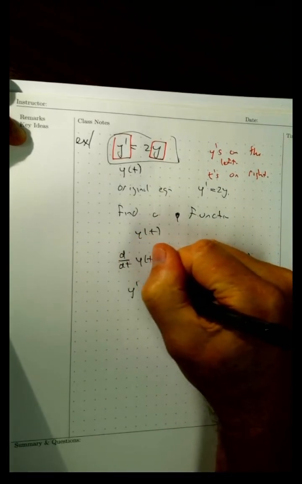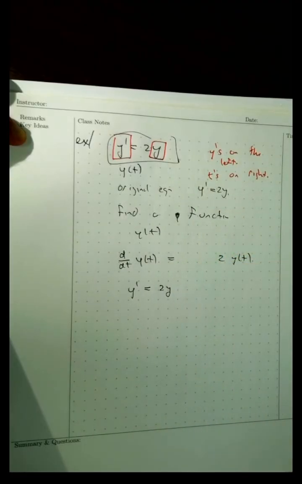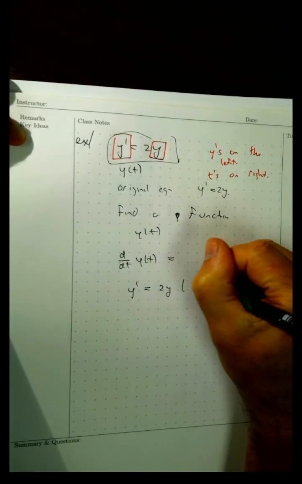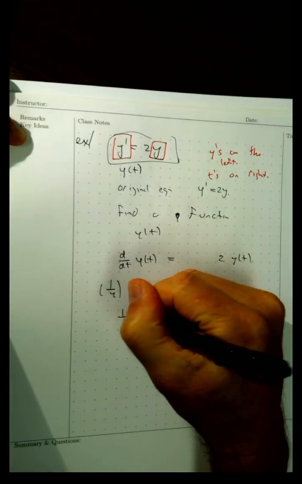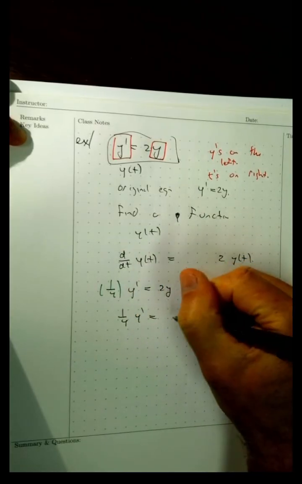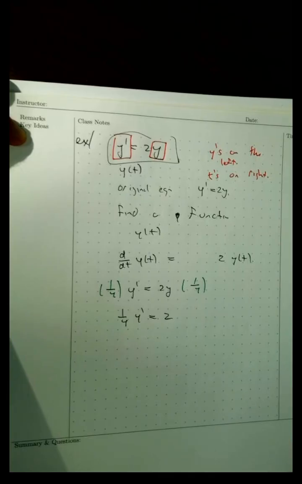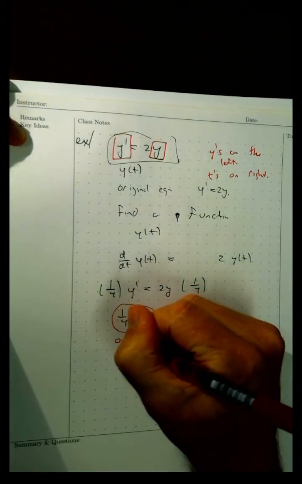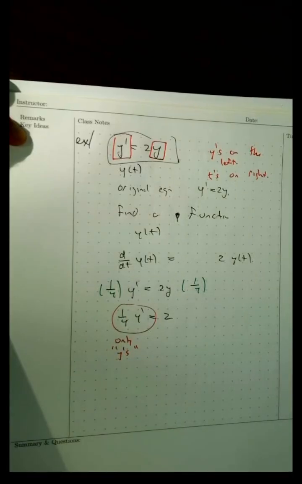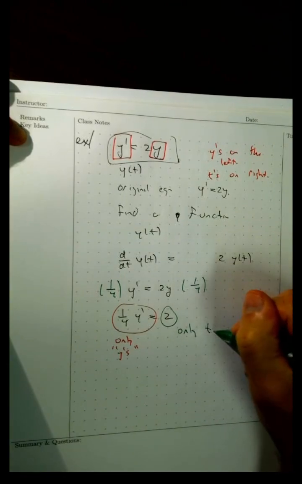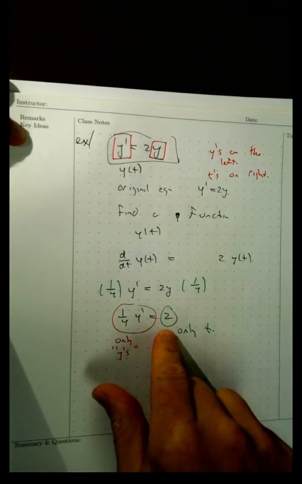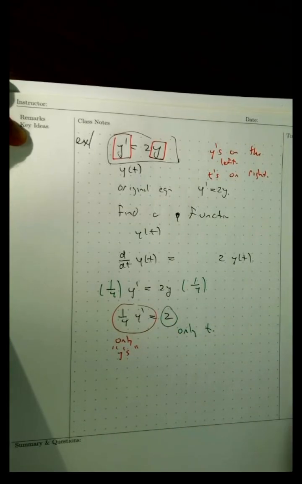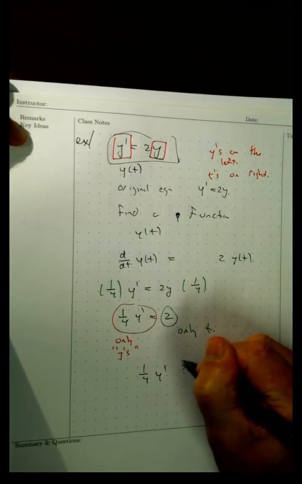So what do we have? We have y prime equals 2 times y. I'm going to multiply both sides by 1 over y. And if I do that, I'm just going to have 1 over y times y prime, then the y's cancel on the right, and I've got 2. So again, I only have things that involve y on the left, and on the right, I can think of this as only t. In this case, it's just a constant, so it's basically anything that doesn't have a y is what's on the right. So I can focus on what does that mean.